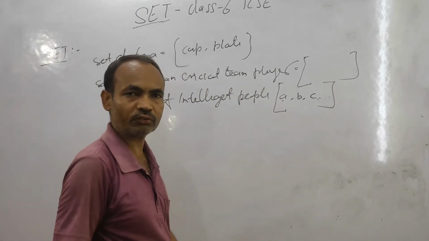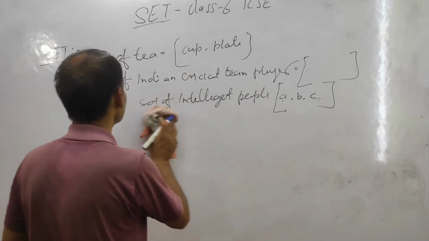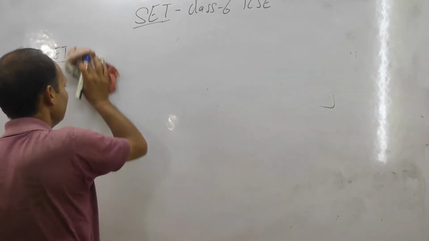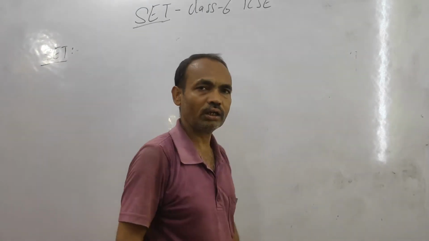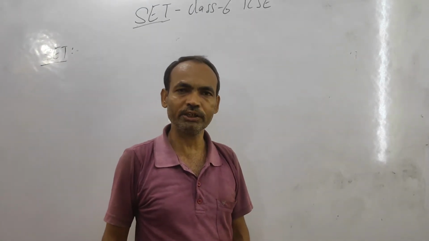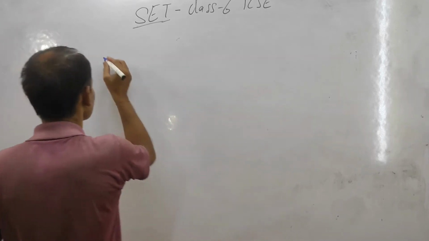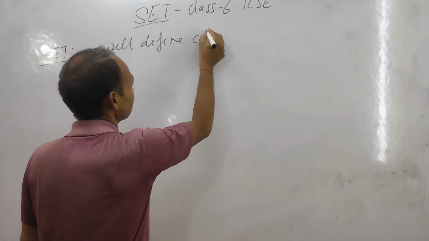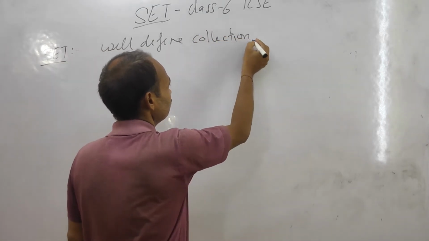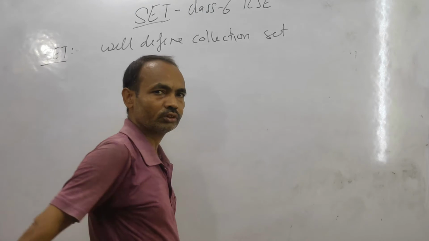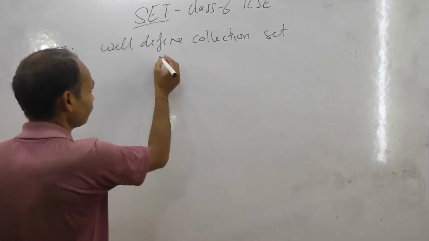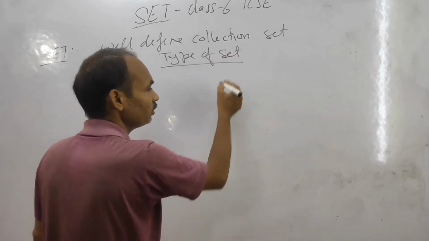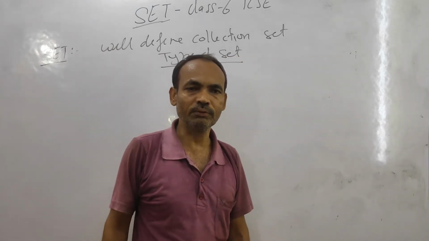Now we will discuss the types of set. We have defined the set: a well-defined collection or group is called a set. Type of set. How many types of set? There are three types of set.